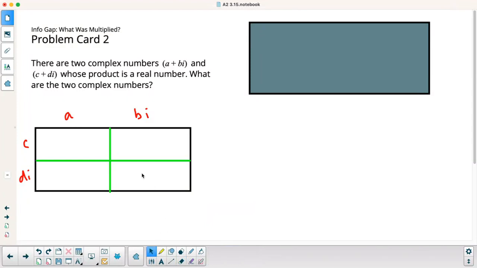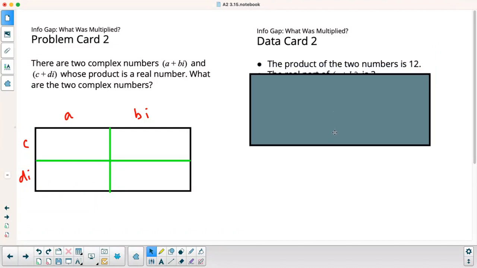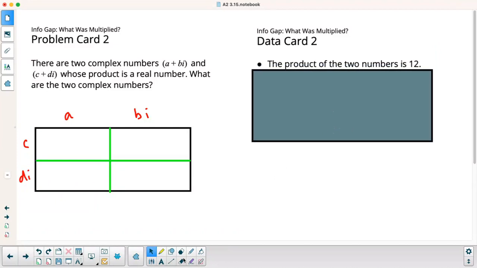All right, so let's see what kind of info I would start asking questions. Do they give me a, b, c, or d? Or do they give me the real part of either number? Do they give me the imaginary part of either number? Do they give me the product? Those are all the questions I'm going to ask. So the product of the two numbers is 12. Okay, so the whole thing equals 12.